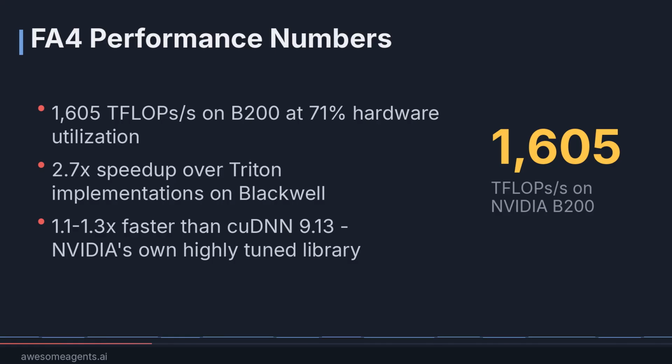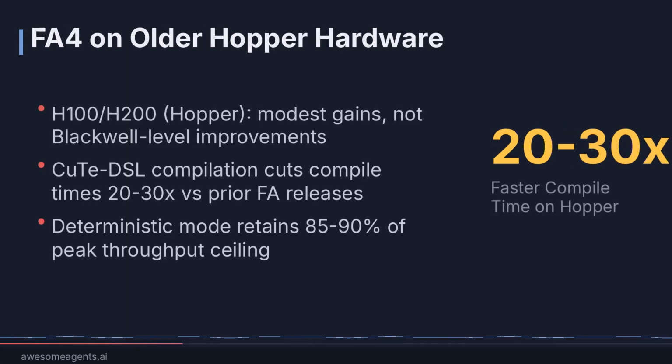And the numbers? On a B200, they're hitting 1,605 TeraFLOPs per second with 71% hardware use. Compare that to about 600 from FlashAttention 3 on the older H100 hardware. So roughly 2.7x faster? 2.7x over Triton implementations, yes. And about 1.1 to 1.3x better than cuDNN 9.13, which is striking because cuDNN is NVIDIA's own highly tuned library.